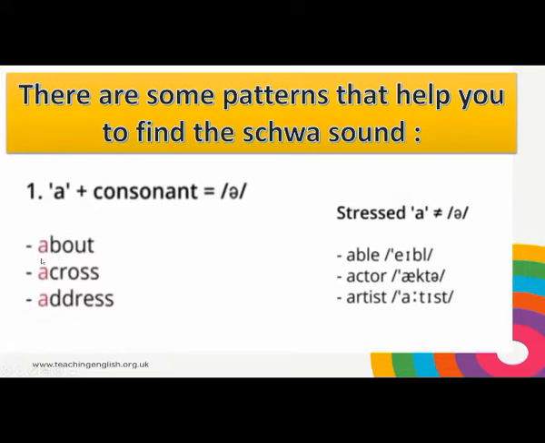So the letter A is pronounced with a schwa sound. We will pronounce it about, across, address. Where is the stress here? The stress is in bout, in cross, in dress. So the letter A is unstressed, so it's a schwa sound.